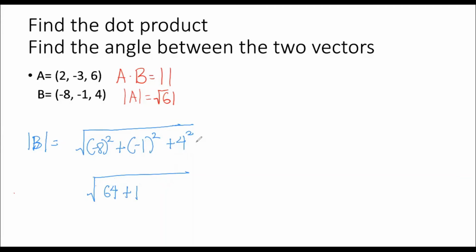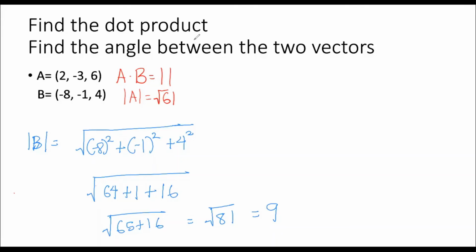Plus 1 plus 4 squared, which is 16. This is 65 plus 16, which is root 81. And the square root of 81 is actually 9. So here we actually have a whole number, which is 9. So the magnitude of B here is just 9.